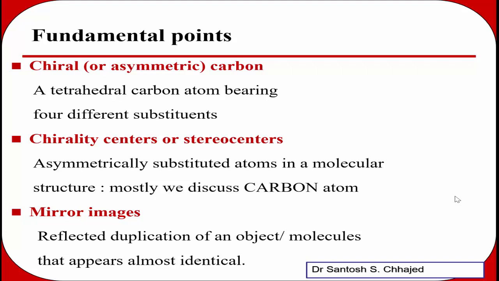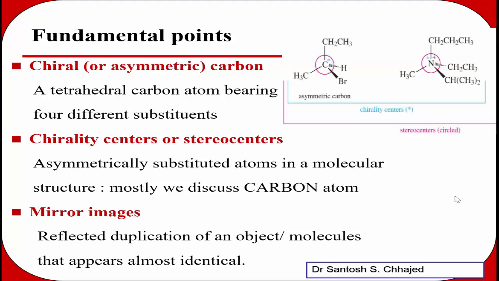Whereas a mirror image is nothing but the reflected duplication of an object. In our case it will be a molecule, being chemistry or pharmaceutical chemistry, that appears almost identical. So whatever is reflected from the mirror, which is a duplication, we could say, will be called the mirror image. Here is an example of an asymmetric carbon.